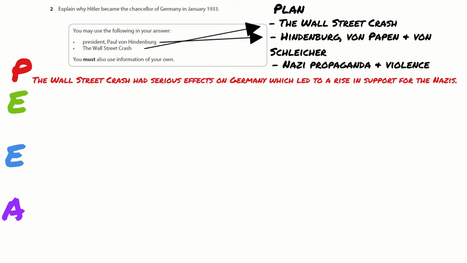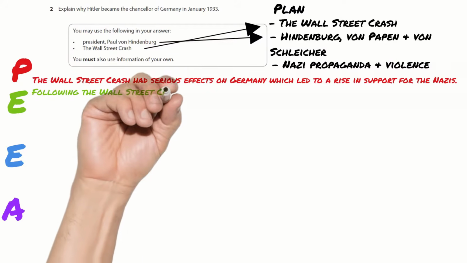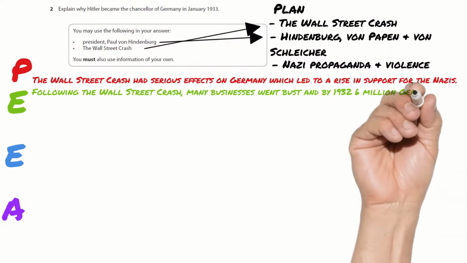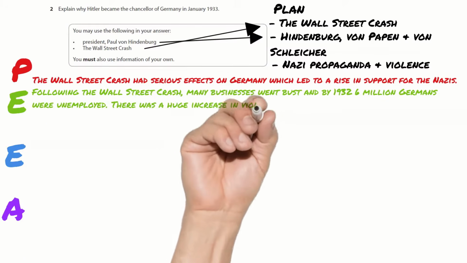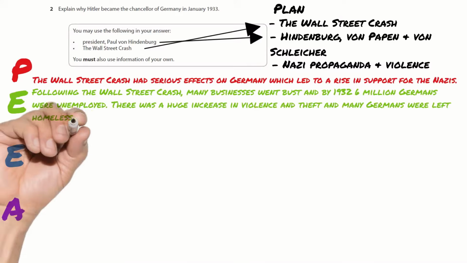Now I need to address that knowledge bit of the mark scheme in my evidence. So here I'm just writing a couple of sentences giving the facts about the effects of the Wall Street crash on Germany. I've written, following the Wall Street crash, many businesses went bust and by 1932, 6 million Germans were unemployed. There was a huge increase in violence and theft and many Germans were left homeless.